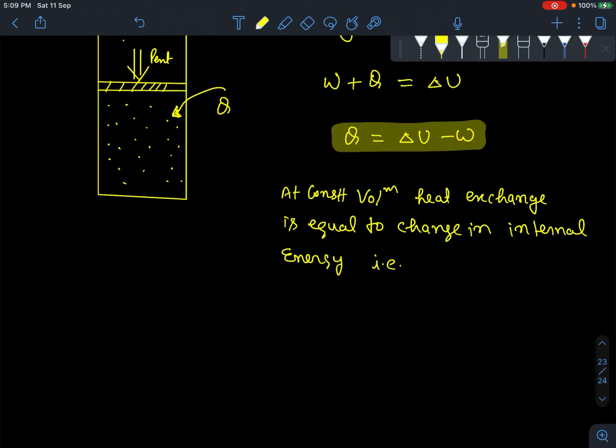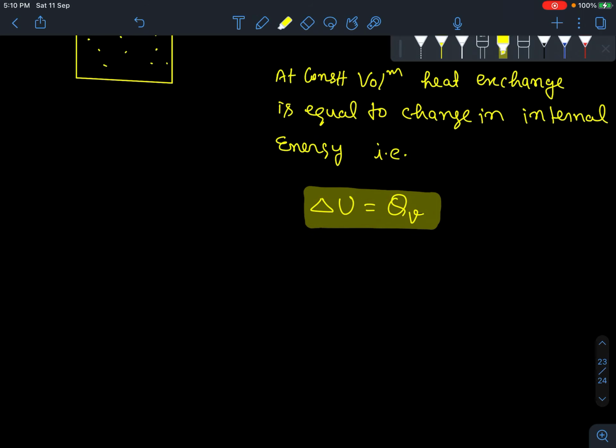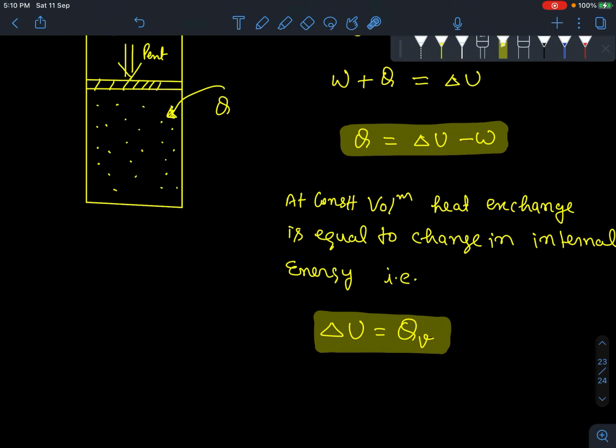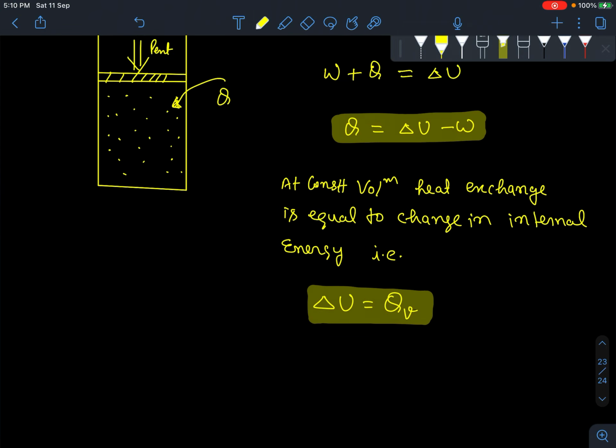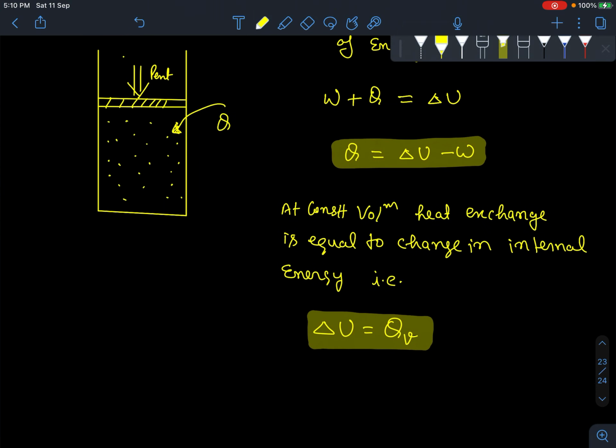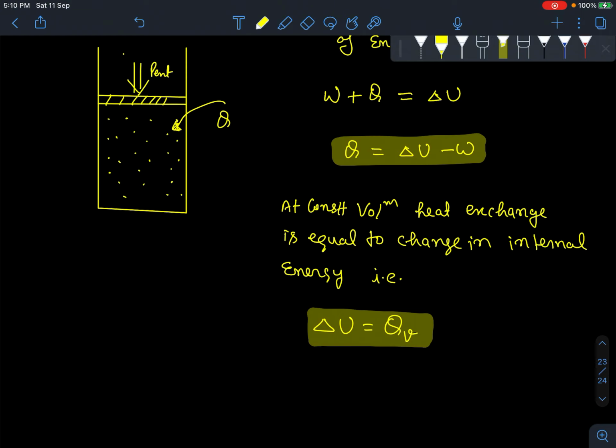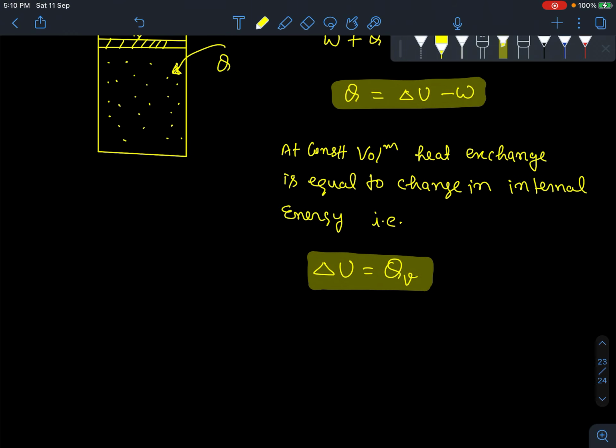That is, delta U is nothing but Q at constant volume. Whenever we are writing like this, it means at constant volume. So you measure the heat supplied by keeping the volume of the system fixed, means make it rigid, and then just measure. Whatever heat you are supplying will be the change in internal energy. Okay. All right.